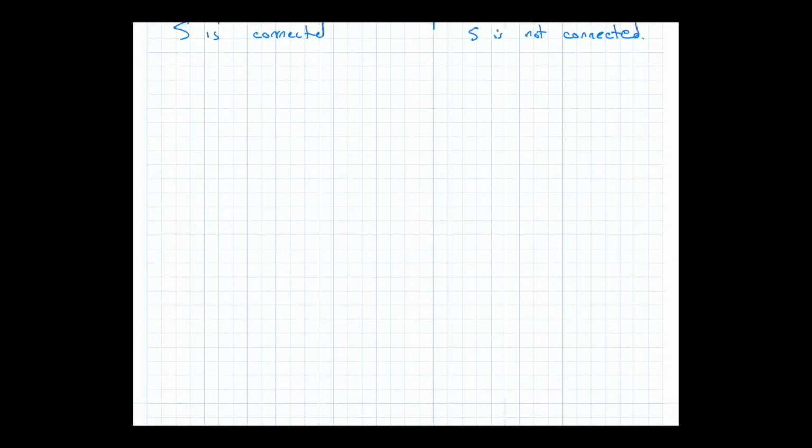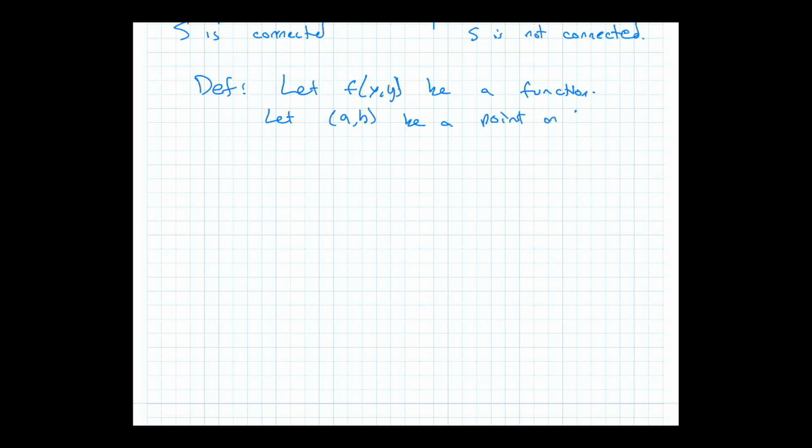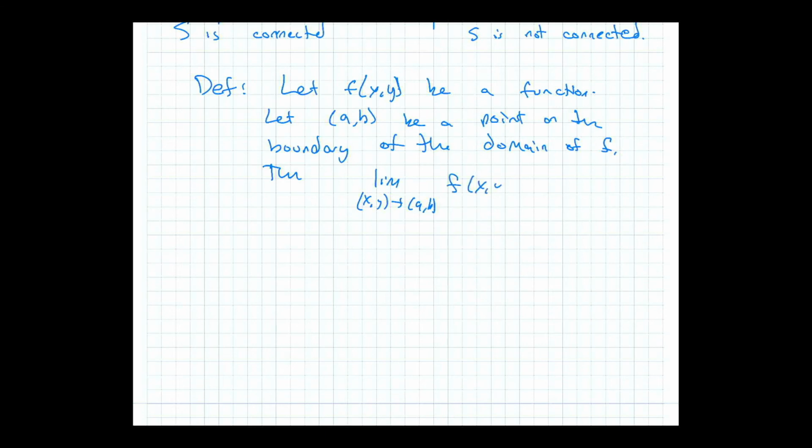Okay, they also do definitions of limits at boundary points. I guess we'll write it. Let f of xy be a function of two variables. I'm just going to say be a function because it's obvious it has two variables. Let (a, b) just be a point on the boundary this time, on the boundary of the domain. Then the limit as (x, y) approaches (a, b) of f of xy equals L. So this is just another definition of a limit, but this is specifically for boundary points.